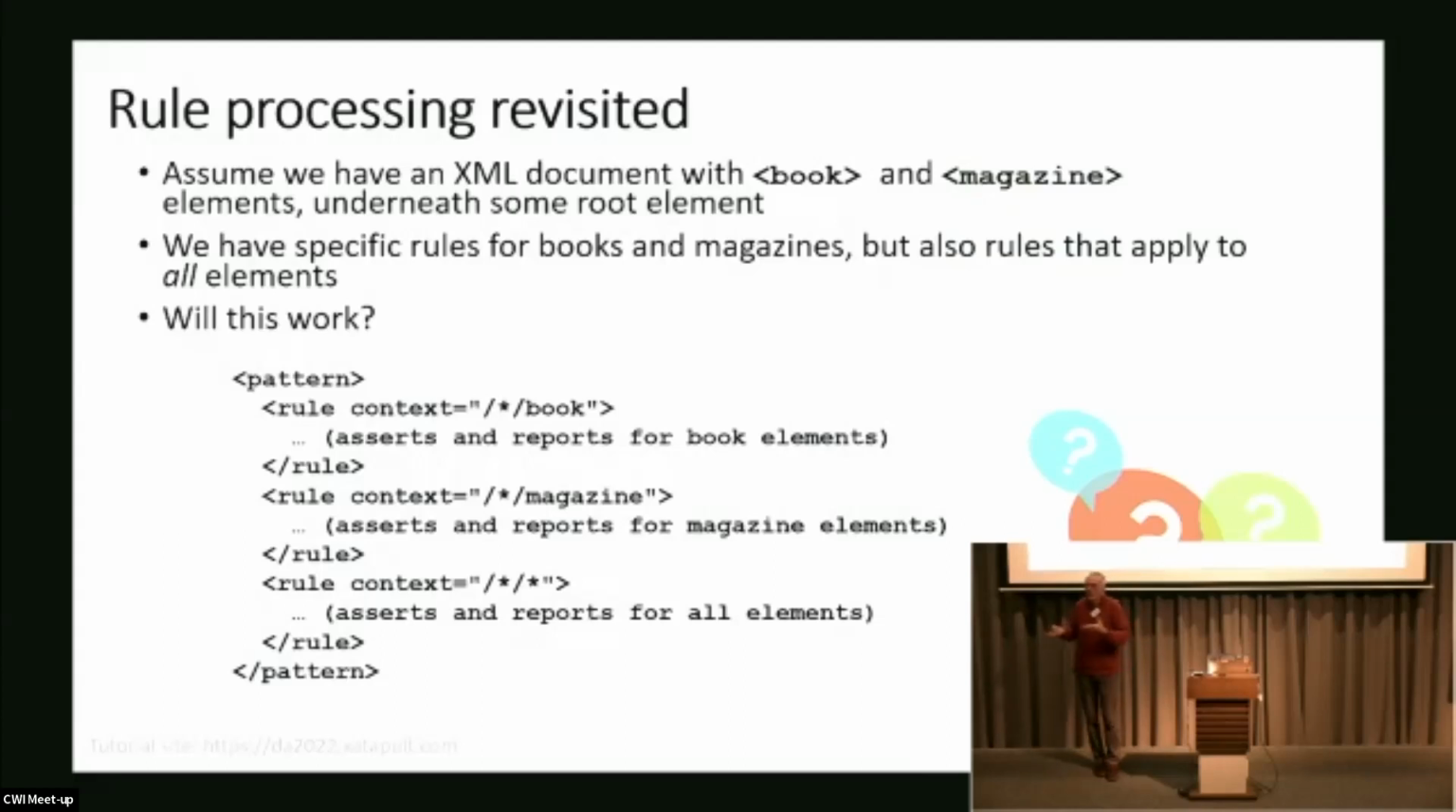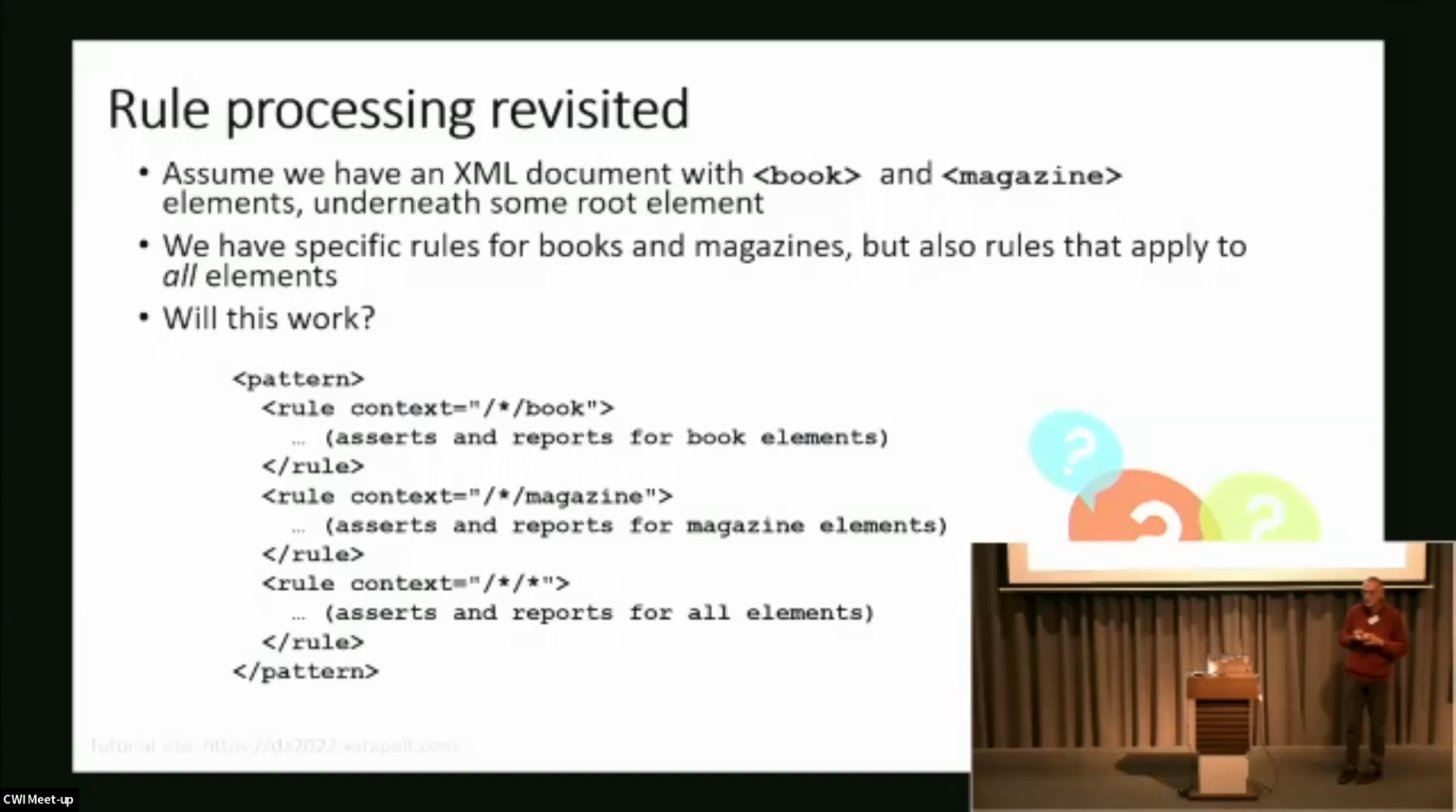Let's assume we have an XML document with books and magazines in it. We have book elements and we have magazine elements. And we have specific rules for books and specific rules for magazines, and we have rules that apply to both of them, right? So then the question is, will this work? Will this be okay to get that effect?